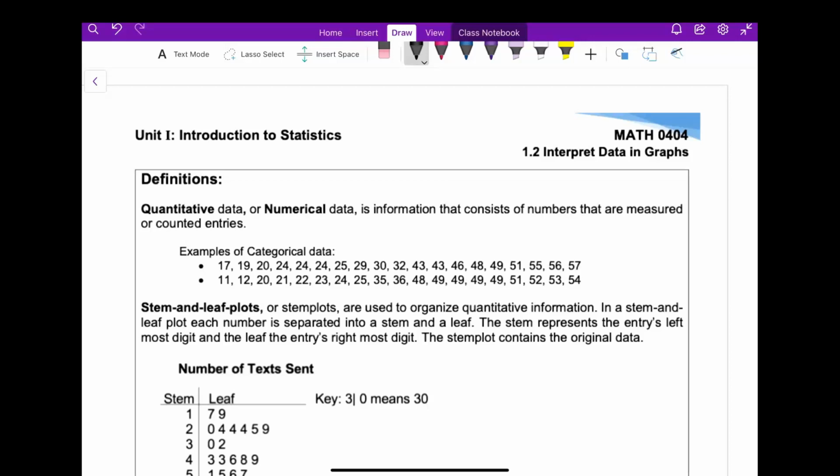The first thing we see is quantitative data, or numerical data. So we're introduced to a new key term, quantitative and numerical. These two terms mean the same thing. They're interchangeable. And this is information that consists of numbers.